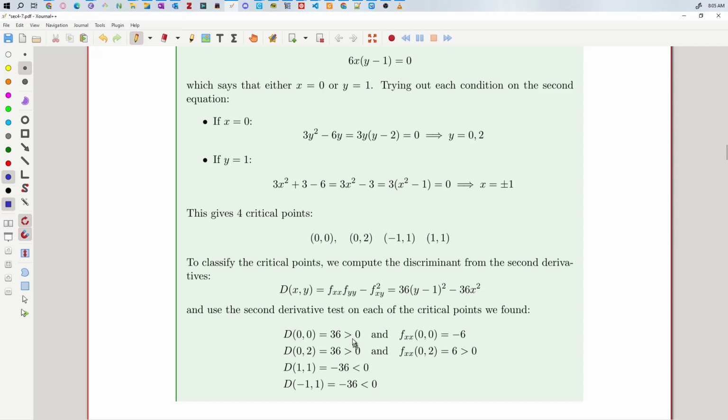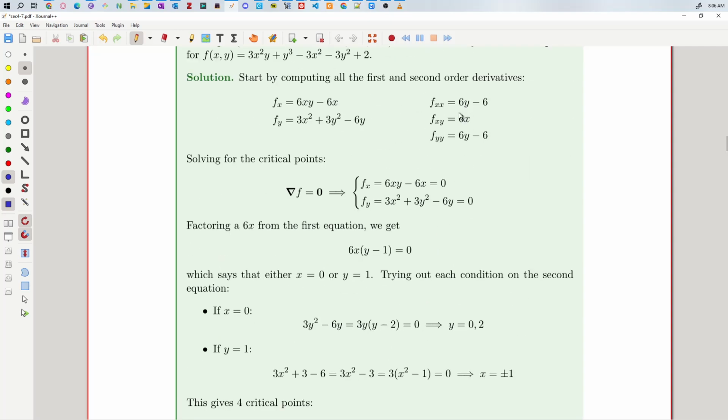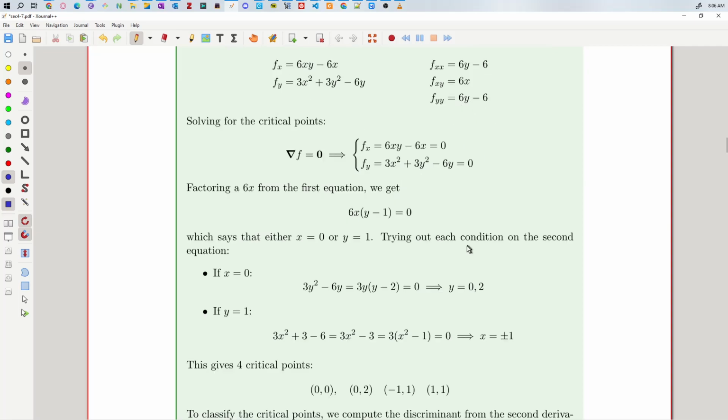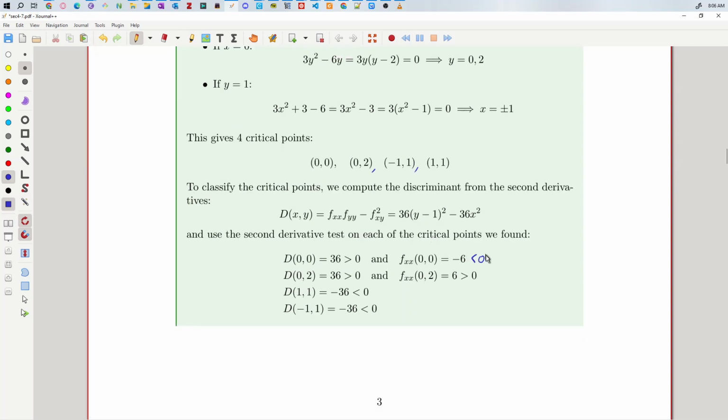But with these two, because it's greater than 0, you need to do one further test with just f_xx, which was 6 times the quantity y minus 1. Right, so in this case, this gives you minus 6, this gives you plus 6. I know what I meant to write. I meant to write that that's less than 0. I also meant to write comma and comma. That's not so important.